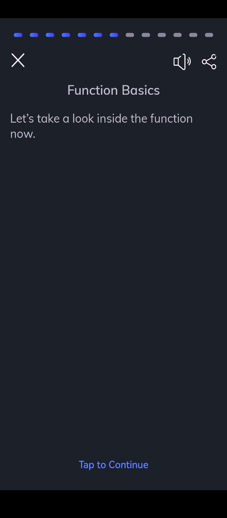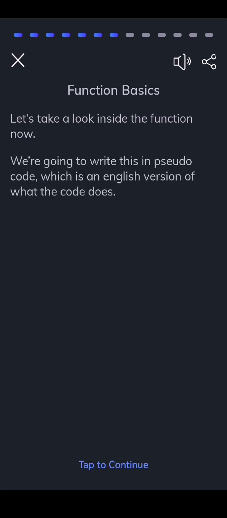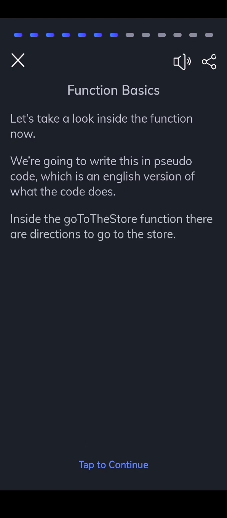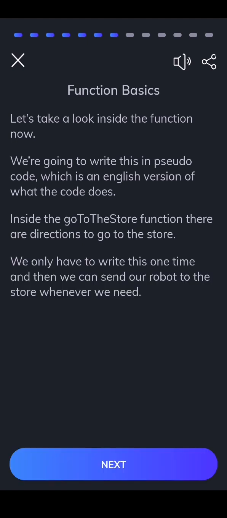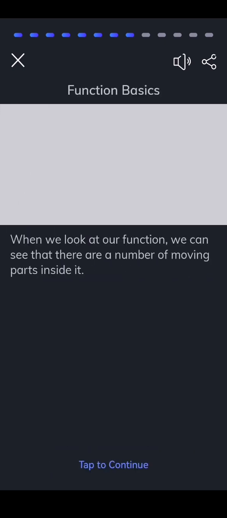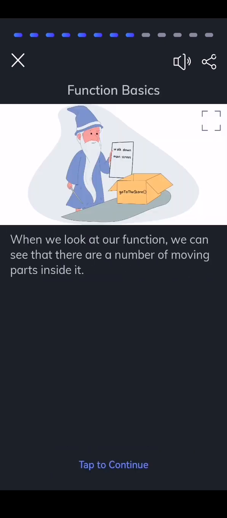Let's take a look inside the function now. We're going to write this in pseudocode, which is an English version of what the code does. Inside the go to the store function there are directions to go to the store. We only have to write this one time and then we can send our robot to the store whenever we need. When we look at our function, we can see that there are a number of moving parts inside it.